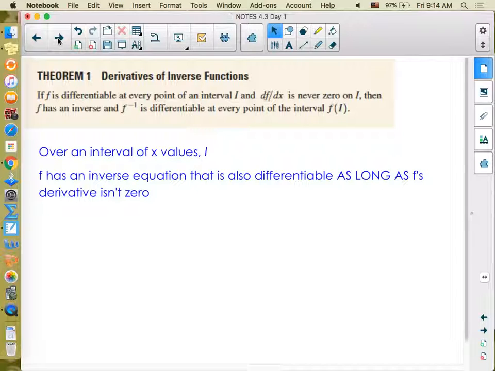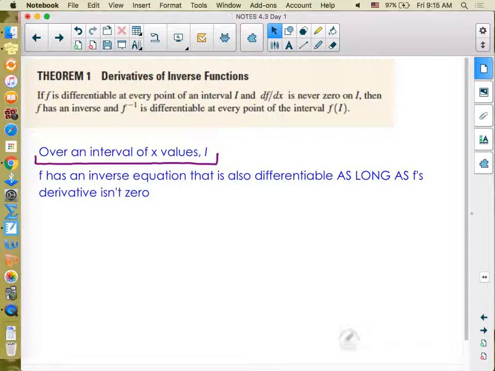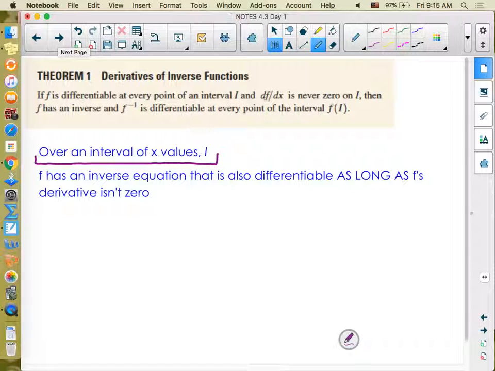The theorem in calculus language is a little tough to understand. They're talking about f as a differentiable function at every point on some set of x values, so over an interval of x values, maybe it's 0 to 10, maybe it's negative 2 pi to pi. Doesn't matter. Over whatever interval they're talking about, f is differentiable, and f has an inverse that's also differentiable everywhere in that interval, as long as the derivative of f, the slope on the original f function, is never 0 in there. If the slope's 0 somewhere in that interval of your original function, then there's no reciprocal, and therefore, at the other point on your derivative function, there wouldn't be a value for your inverse function.